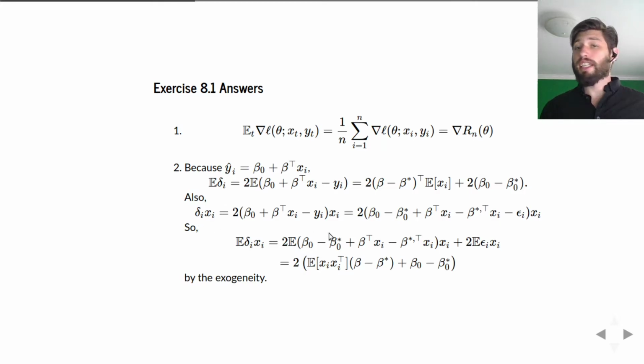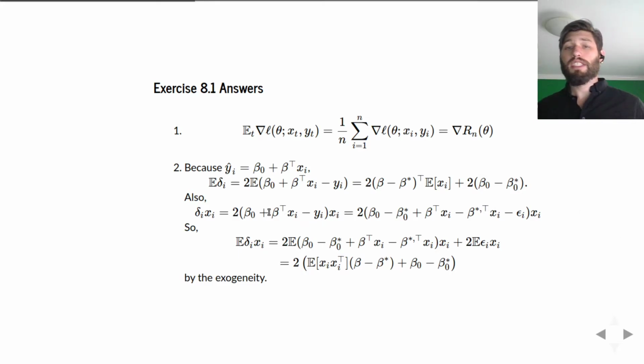This is correct, actually. So this is equal to 2 times beta naught minus beta star plus beta transpose xi minus beta star transpose xi minus epsilon i, right? So the epsilon i comes out of the yi here, and then you have this term, and then you end up multiplying it by xi. So you have all of this, and this is just expanding out what everything means.